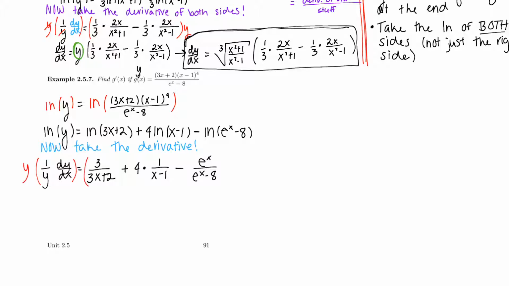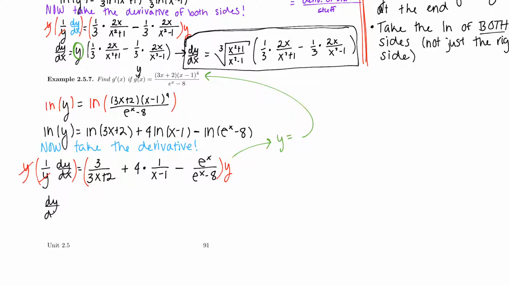To get rid of the y, we're multiplying both sides by y here. And we already know that y is equal to this bit up here. My convention is I always put the y stuff in front. So even though the y is over here, I'm going to put this whole thing in front out here.